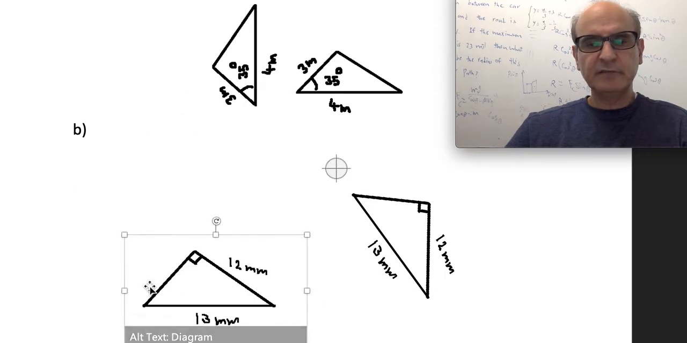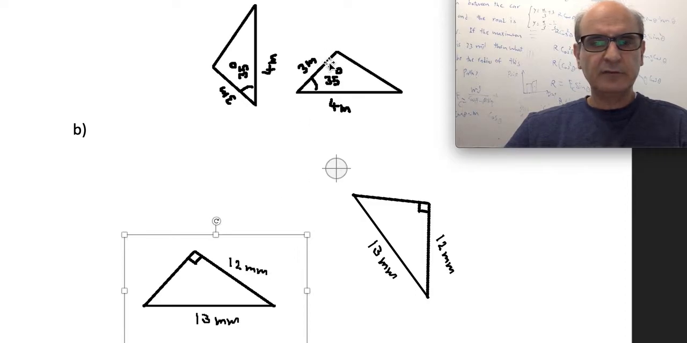Based on the given information, let's look at this side. This is 3 meters and this side is 3 meters. So we have one equal side. And this side is 4 meters and this side is 4 meters. We have another equal side. And the angle made between those sides is 35 degrees here and 35 degrees here. So they are congruent. Based on which test?